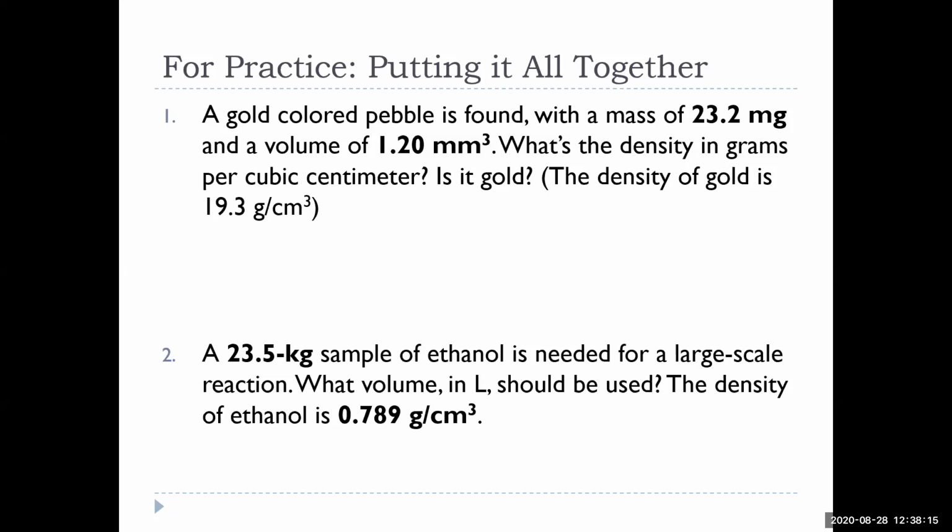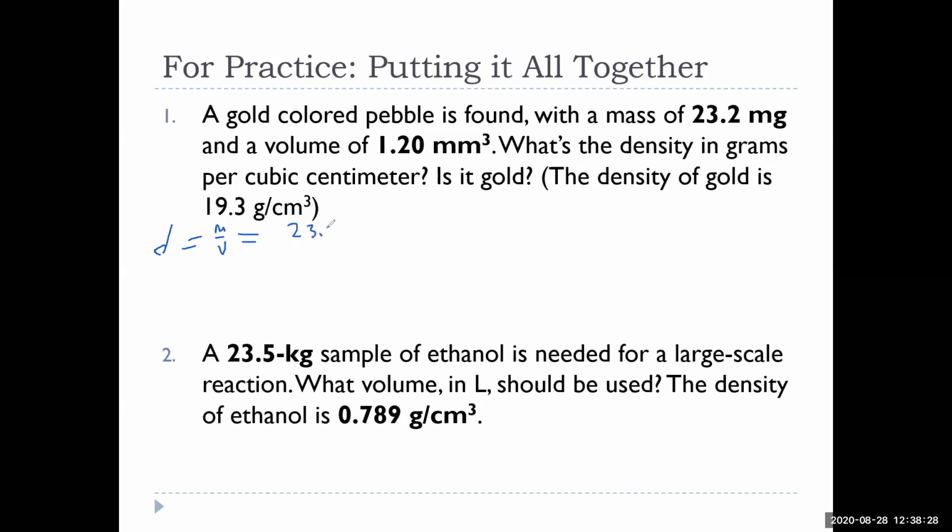So we can use our density formula. The density is equal to the mass divided by its volume. And so this is straightforward enough. We have our mass, 23.2 milligrams, and we have our volume, 1.20 cubic millimeters. And so if we punch this into our calculators, we can just get an answer. Here we get 19.3.